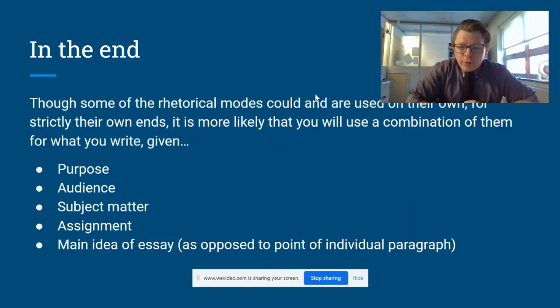So some of the rhetorical modes could and are used on their own for strictly their own ends. It's much more likely that you use a combination of these for what you write, given your purpose, audience, subject matter, assignment, the main idea of the essay. Right, going forward, what you'll find is even if you've written whole essays that were descriptive, whole essays that were narrative, really for the sorts of essays that you'll be doing, it's more likely that all of these things will be used in something of a mixture based on the way that individual points have to be developed.